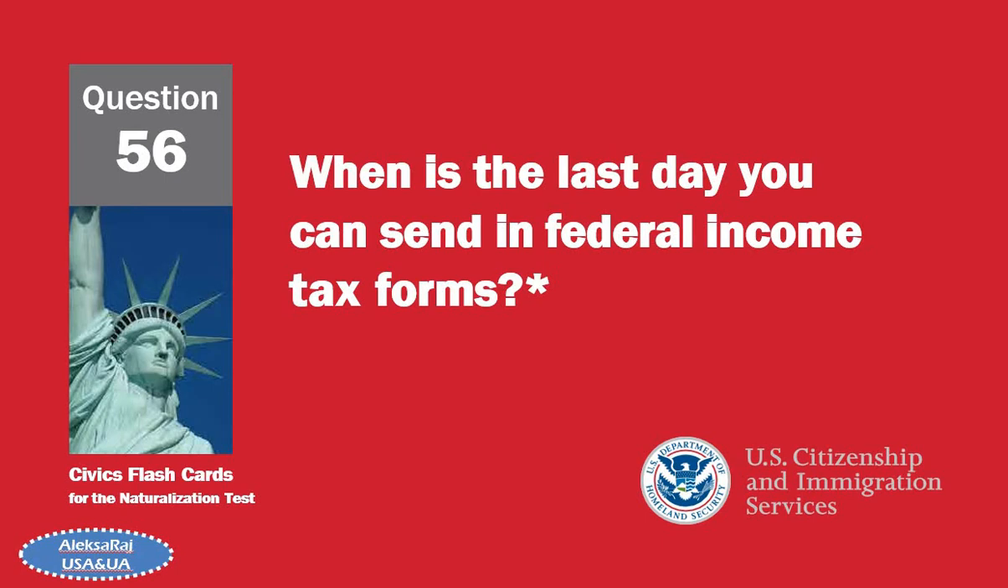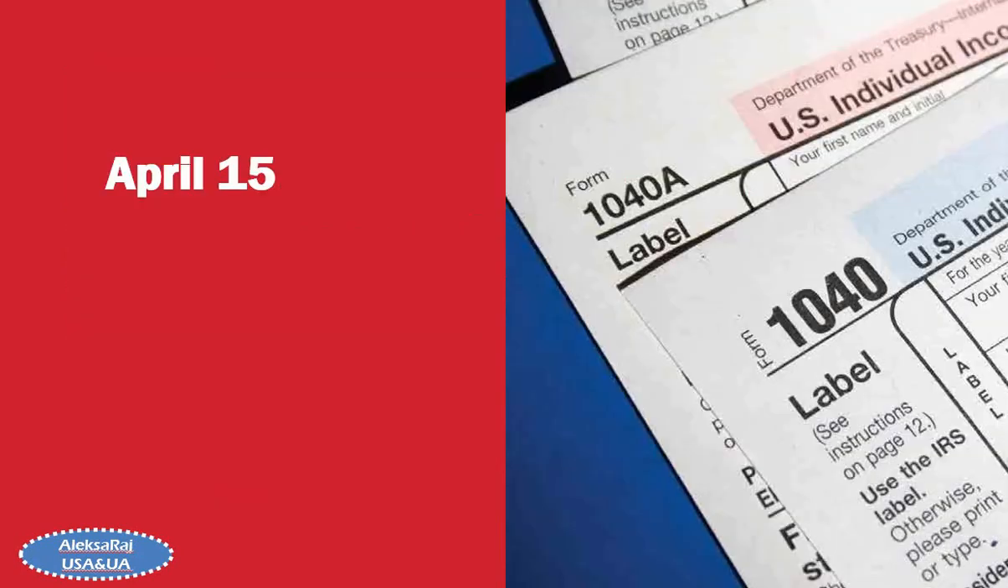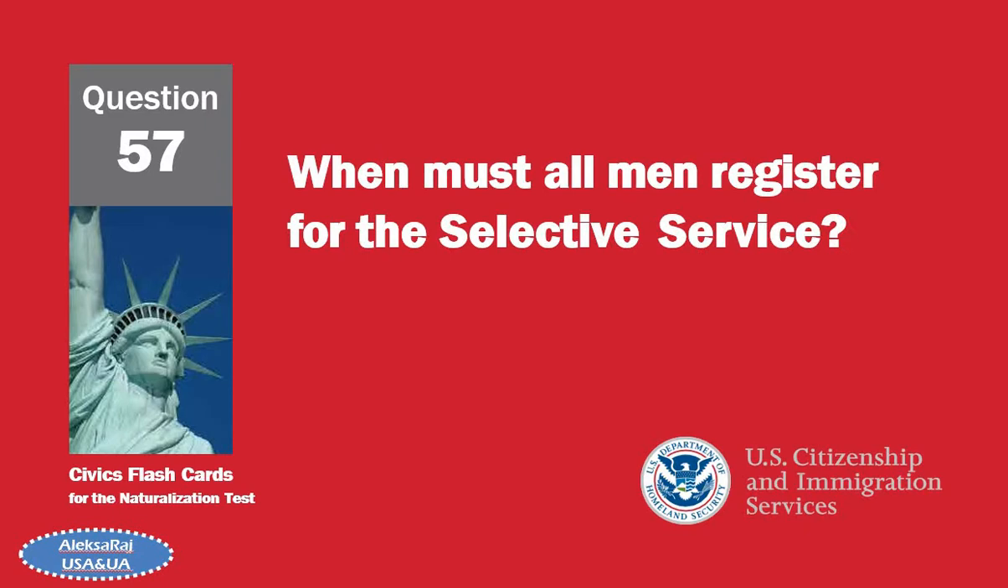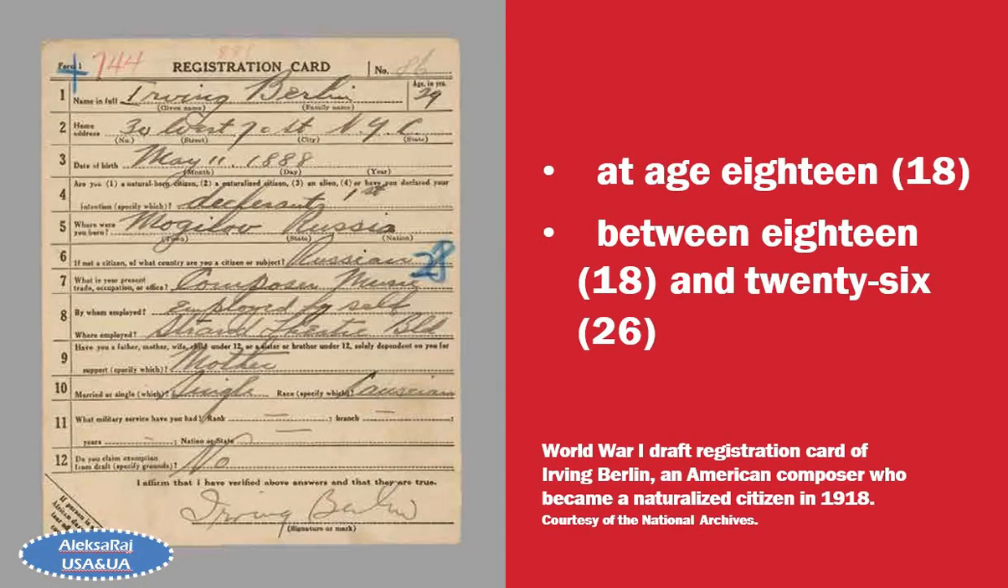When is the last day you can send in federal income tax forms? April 15th. When must all men register for Selective Service? At age 18, between 18 and 26.